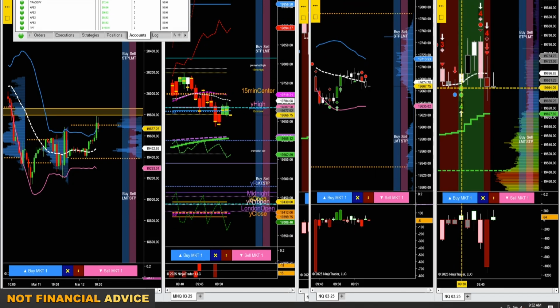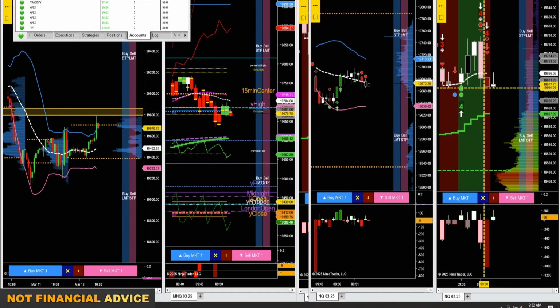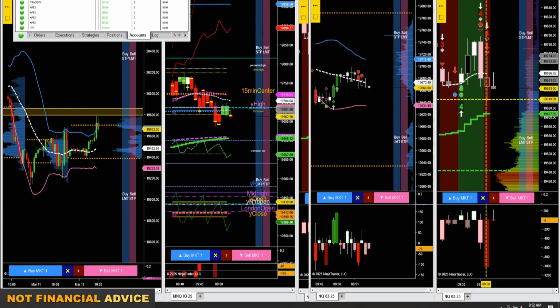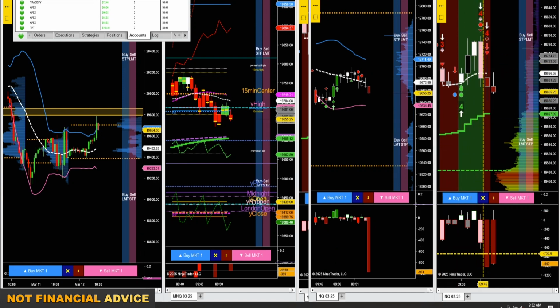Had a 4 signal on the 5-minute right before the market opened. Had a nice little break above there. Had a 4 signal to the downside when we finally broke those lows. Got a nice 25-point push down. Got another 4 signal. Some strong delta.